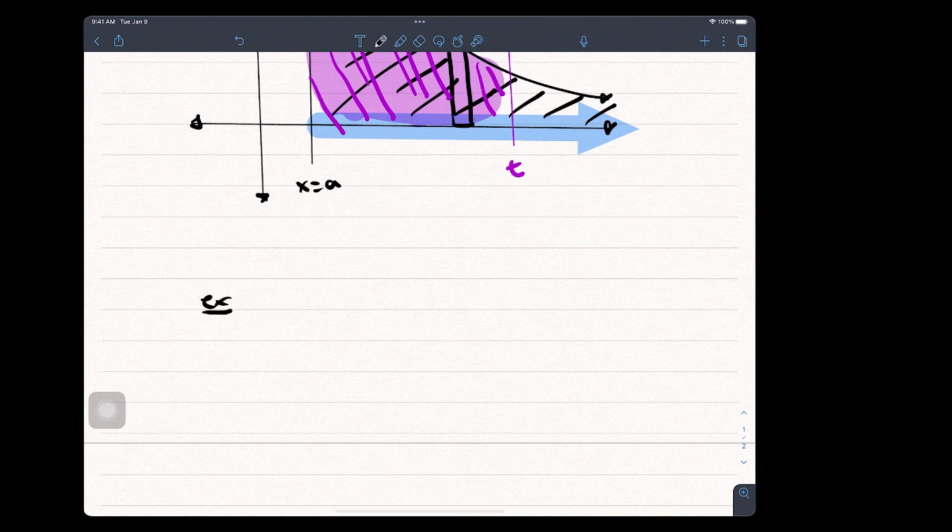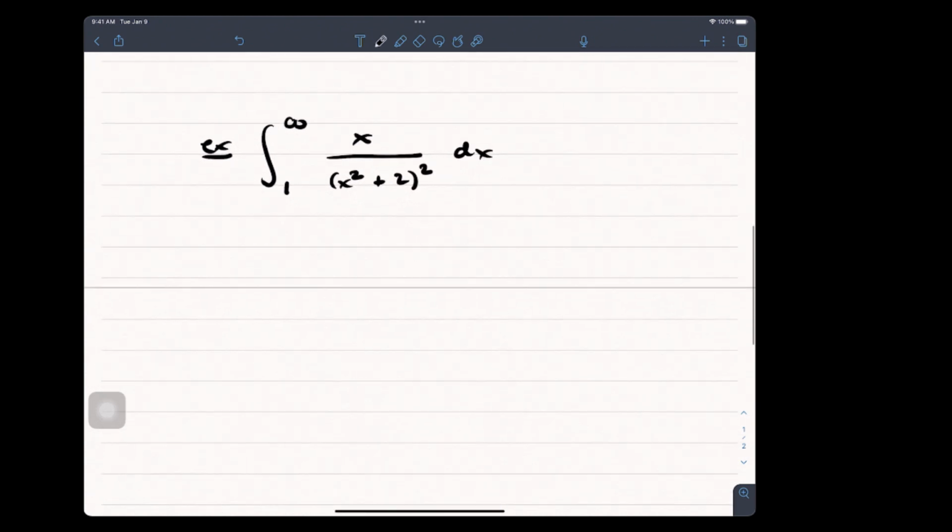But the first thing is you have to know how to do some integration here. So if they say, can you integrate from 1 to infinity of x over (x squared plus 2) squared dx? It's an improper integral. By definition, this is the limit as t goes to infinity of the integral from 1 to t, and we have to integrate this.